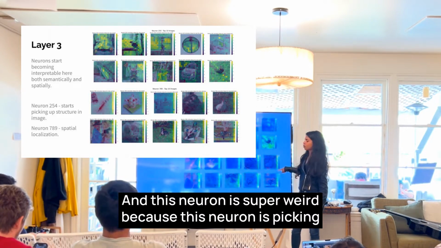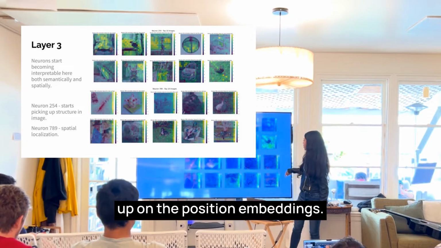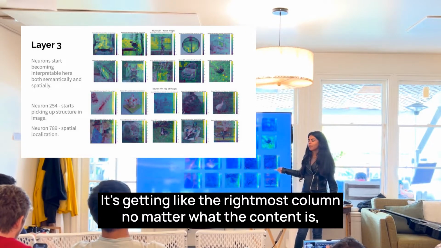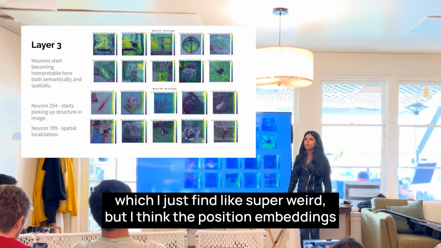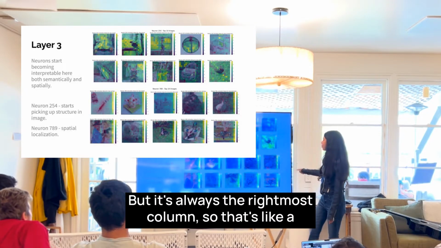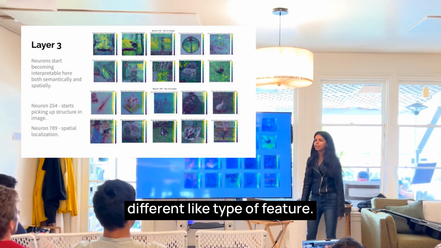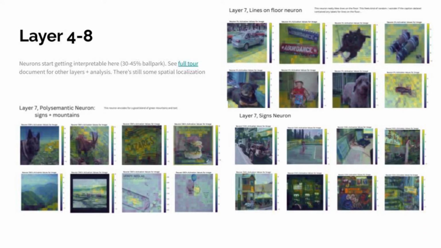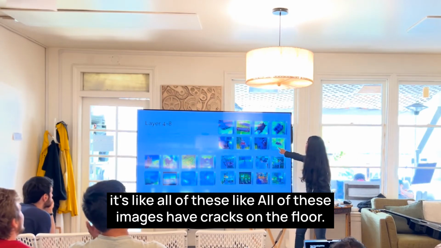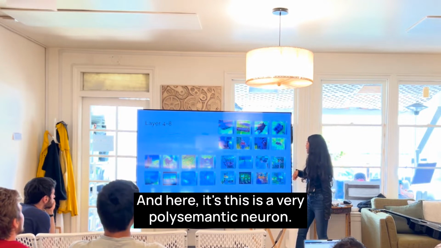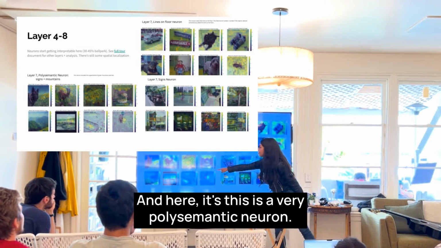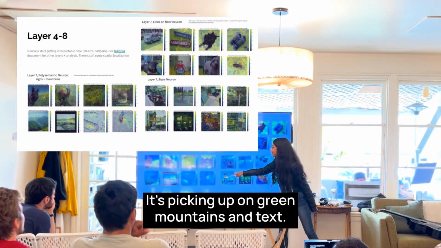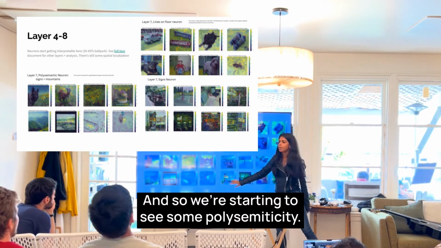And this neuron is super weird because it is picking up on the position embeddings. It's getting the rightmost column no matter what the content is, which I just find super weird, but I think the position embeddings are doing some work there. But it's always the rightmost column, so that's a different type of feature. These position features and these structural features. And as you go higher, this here is picking up on cracks in the floor, and all of these images have cracks on the floor. And here, this is a very polysemantic neuron. It's picking up on green mountains and text. And so we're starting to see some polysemanticity.